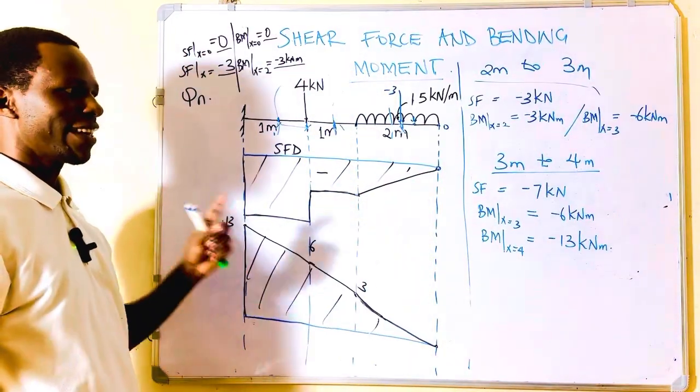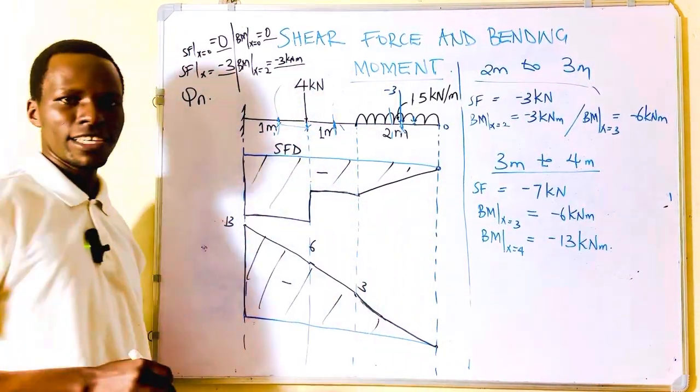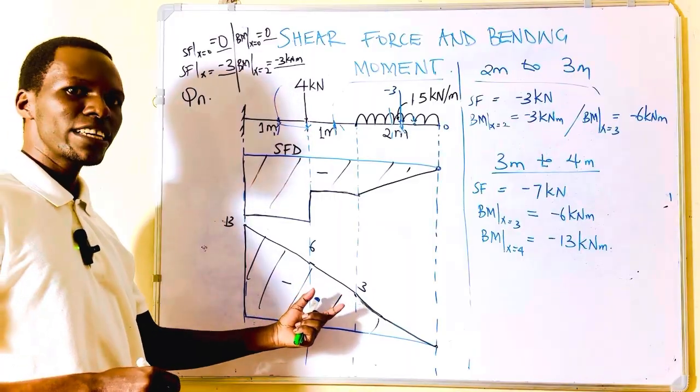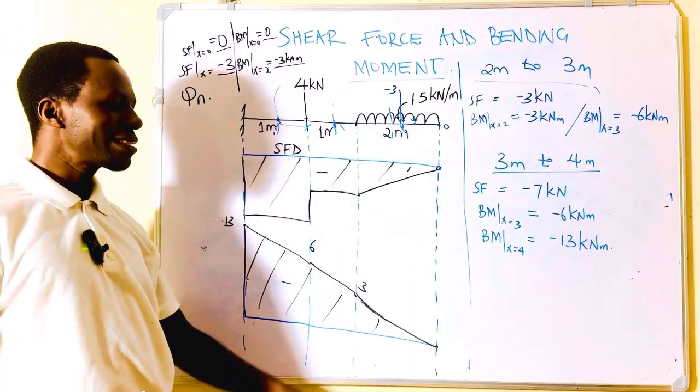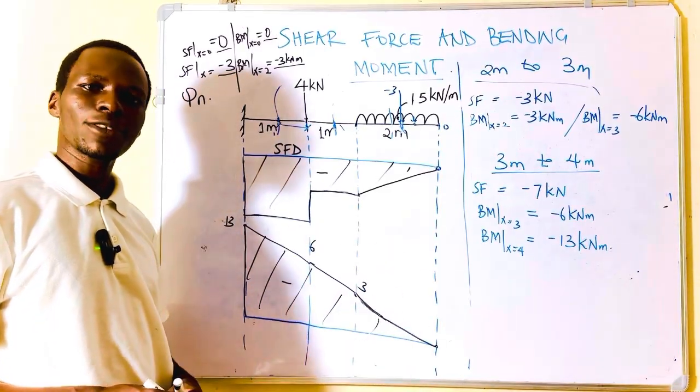But now the thing is, all these are negative. If it is positive, as you have seen in the previous videos, I'm drawing it downwards. But even if you draw it the other way around, still it is correct.